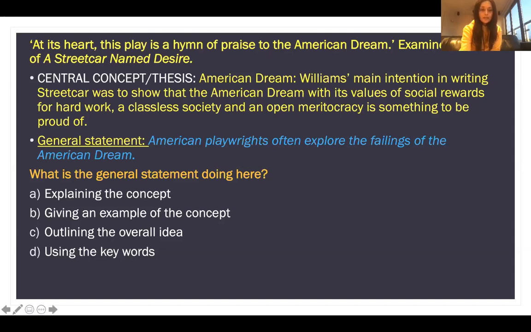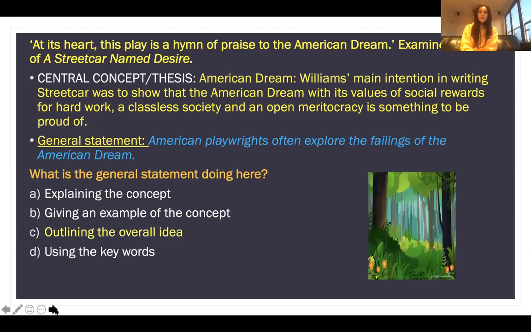Okay, so if I move along, hopefully you've got that what a general statement tries to do is it outlines the overall idea. If you remember, this is our picture of the general area. If you like, there's another one here, an outline of a person. So it's outlining the general area, and the general area is the American dream. And what I've said as a general outline about it is that American playwrights like to explore the American dream as something that fails.